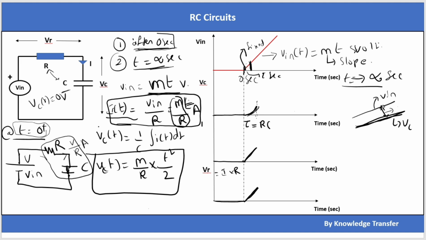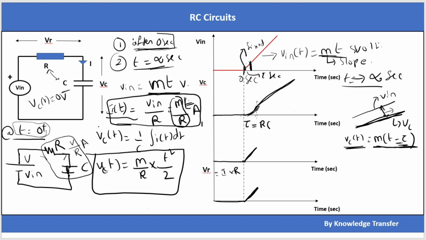So how much will it be? Here I consider Vin as m into t, so VC of t will, in the same way, be m into (t minus tau). Why? Because VC of t starts after tau delay. After tau delay it starts to ramp. That's why we consider it the same as Vin, but starting from some delay, which is tau. So in the steady state at t equal to infinity, there will be some delay. If I redraw from 0 to infinity, VC will be like this.